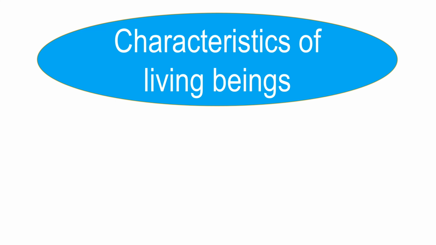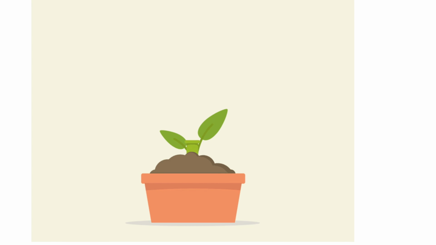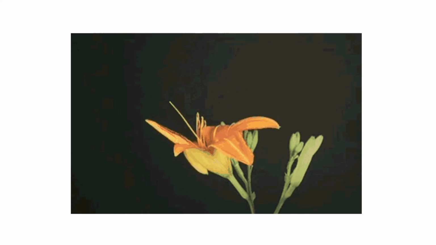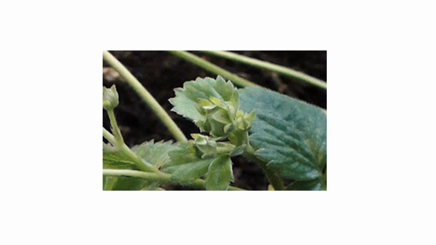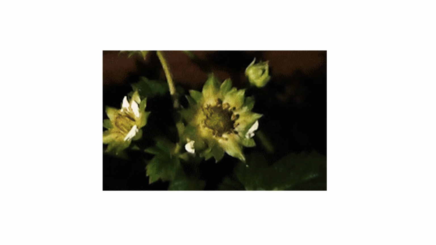The next characteristic of living beings is that all living things grow. All living things grow and change with time. For example, seeds grow into new plants. Buds grow into flowers, and flowers grow into fruits. Fruits produce seeds which grow into new plants.